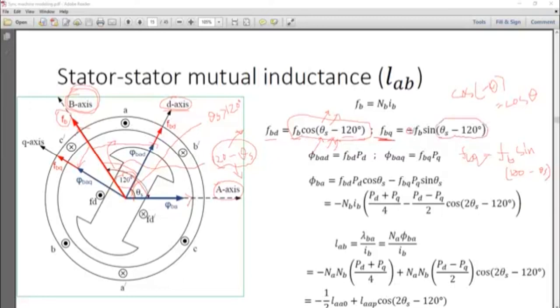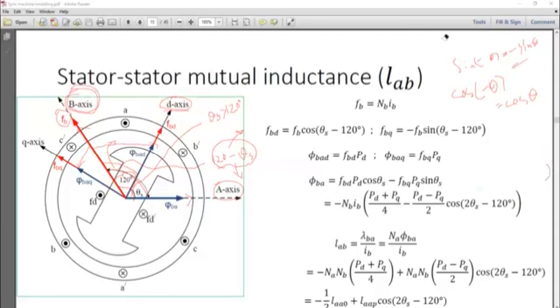So this minus sign is coming due to the fact that sine of minus theta is minus of sine theta. That's the identity that is used here. So FBQ itself is positive here, but because we are playing with the angle, we want to represent it in terms of theta minus 120. That's why there is a minus sign. So this is how we calculate FBD and FBQ at first.